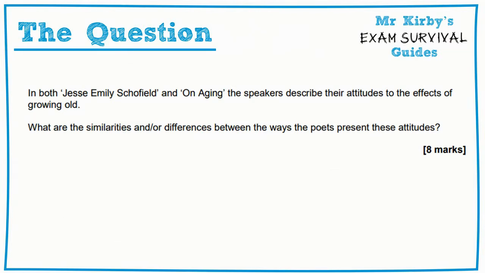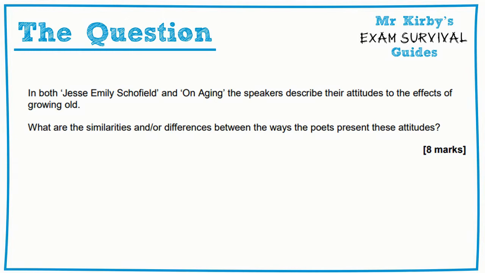And this is exactly the sort of question you'll get. After you've done one unseen poem in all of its glory, it'll give you another one, and they've both got something in common. They both have the same attitudes to growing old. And the question is, what are the similarities or differences between the ways the poems present these attitudes?